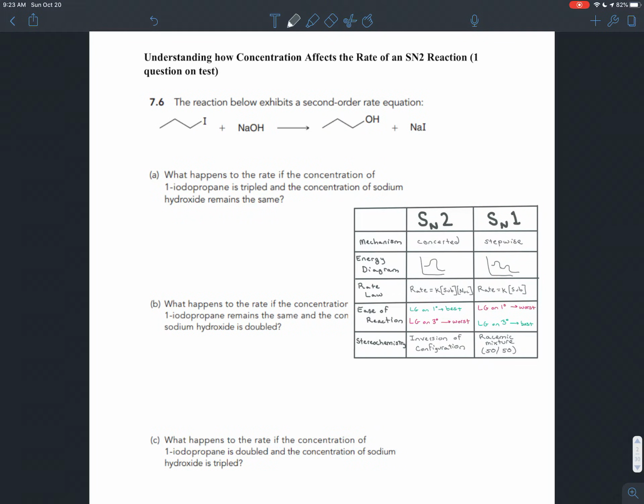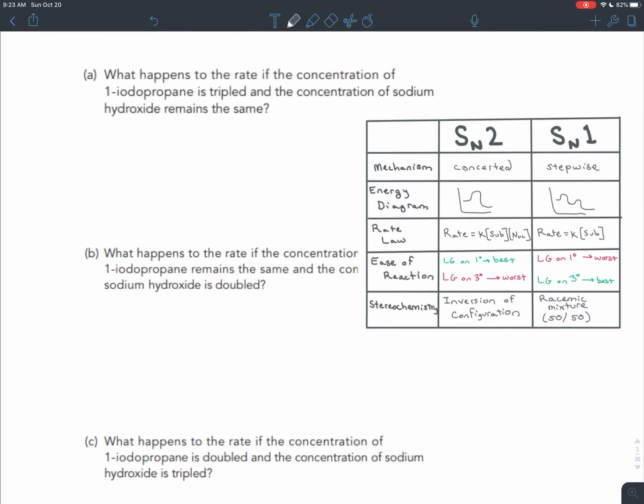Exercise 7.6 is asking you how the rate of this second order rate equation, how the rate of this reaction is going to speed up when you change the concentrations of different reactants. Now you see the word second order and instantly you should be thinking SN2. That's one of the things that the 2 is referring to.